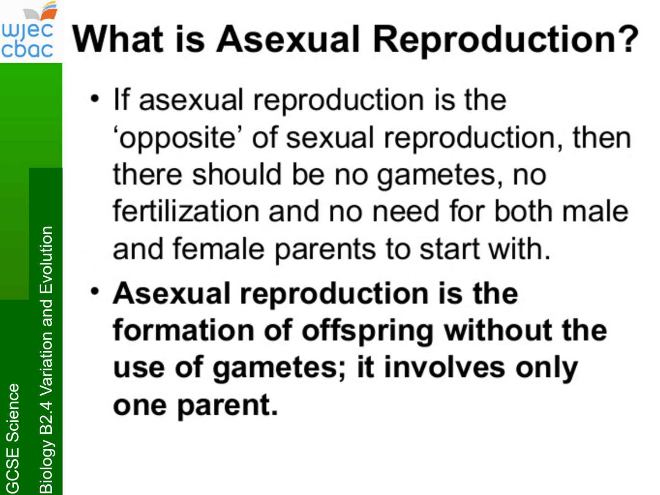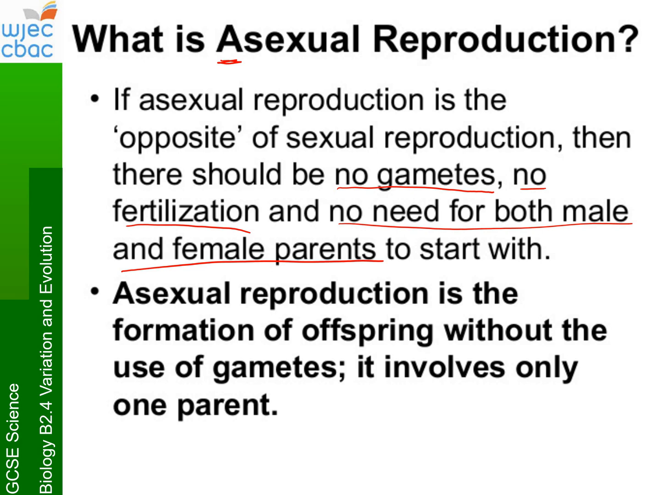So, if we've got our definition of sexual reproduction, how would we define what asexual reproduction is? It's just one letter in front of sexual. So it's the opposite. There are no gametes, there's no fertilization, and there's no need for both male and female parents to start with. Humans cannot reproduce asexually. If we could, then I'd be able to take off my arm and grow a whole new Mrs. Wood out of it, okay? And we can't do that. So it's the formation of offspring without the use of gametes, and it involves only one parent.